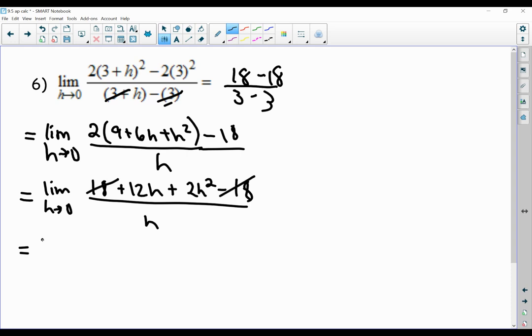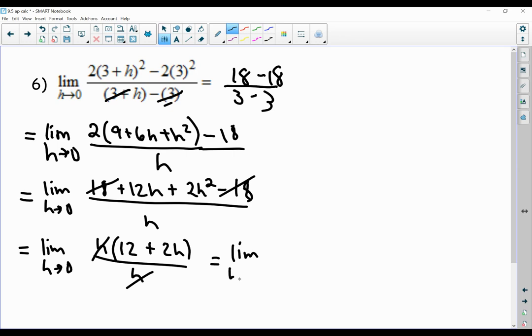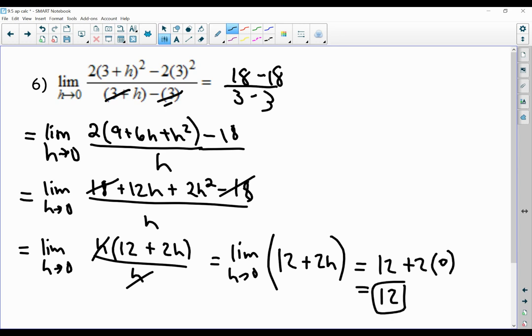So I can see the 18s are there, and then I can see I have 12h plus 2h squared. I'm actually just going to pull out the h. Even though I could pull out 2h, I'm just going to pull out the h because I want these h's to cancel. So now my limit problem is taking the limit of 12 plus 2h. That's the simplified expression. So if I take the limit by plugging in 0 for h, I end up with 12. So that would be the limit there.